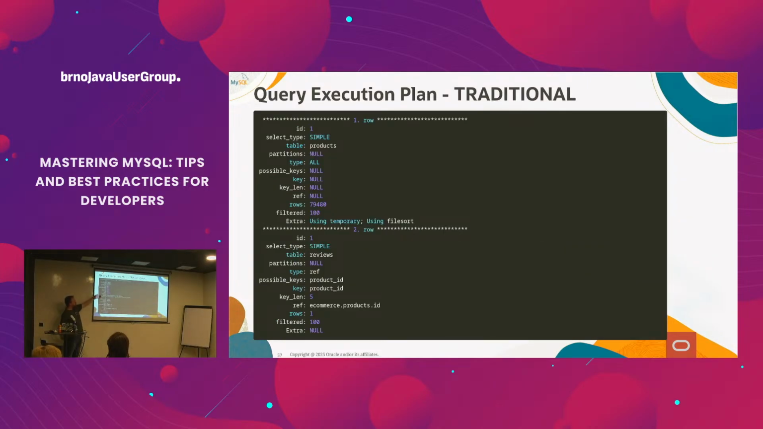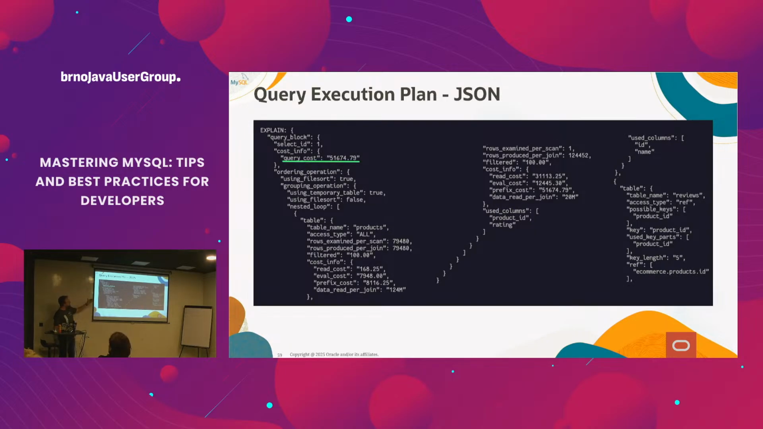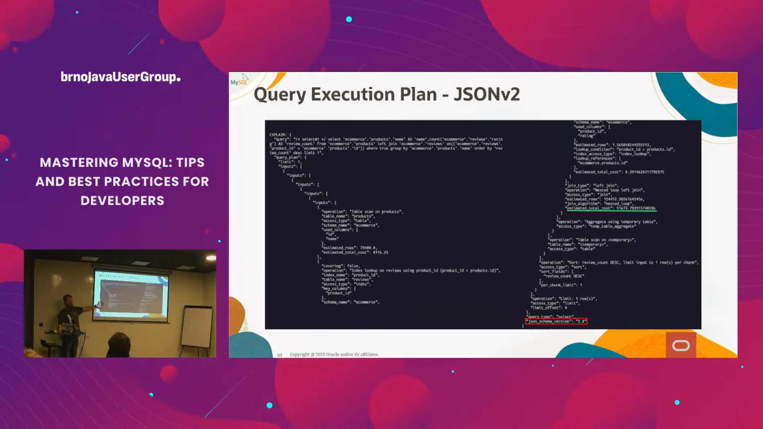I will show you what it looks like. This is the traditional format, right? That a lot of people maybe have used. This is the tree format. If you are using Postgres, for example, it's more like this, the query execution plan. This is the JSON format version 1. And if you want even more details, this is the JSON version 2 format. This gives you the most details about the plan of your query, what the optimizer will do, right?